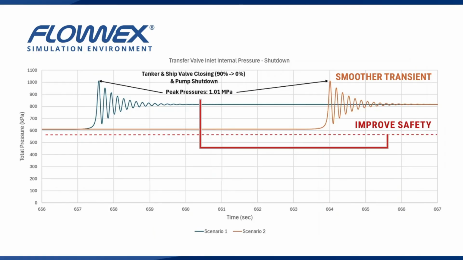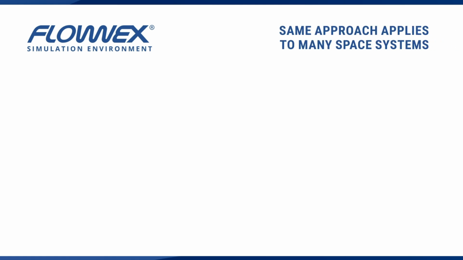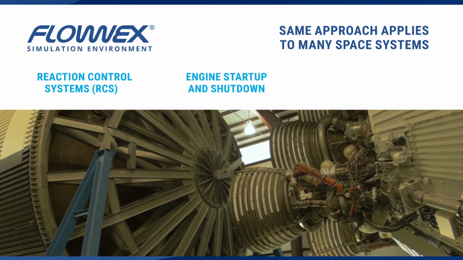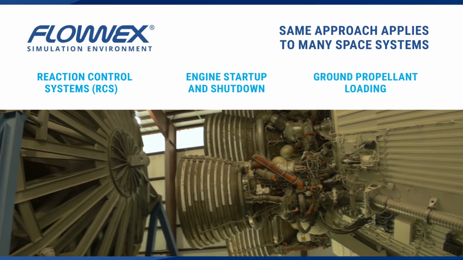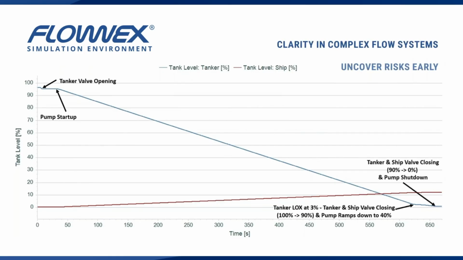While this example focuses on in-orbit refueling, the same approach applies to many space systems, from reaction control systems and tank venting to engine startup and ground propellant loading. With Flownex, engineers gain clarity in complex flow systems, uncover risks early, and design with confidence long before launch.